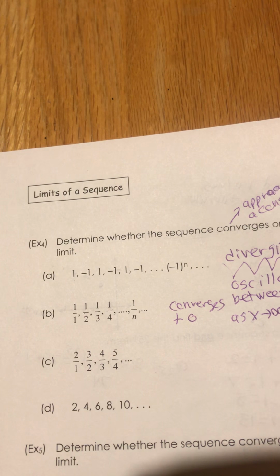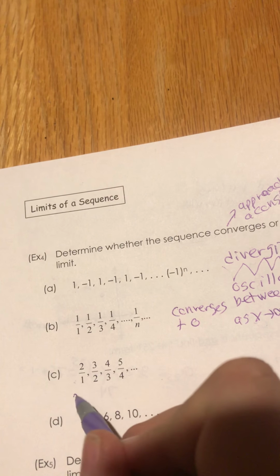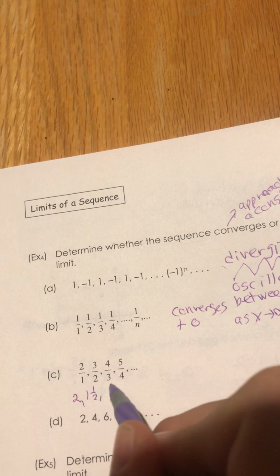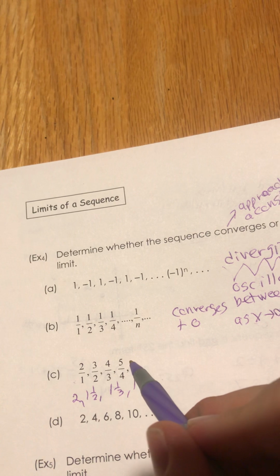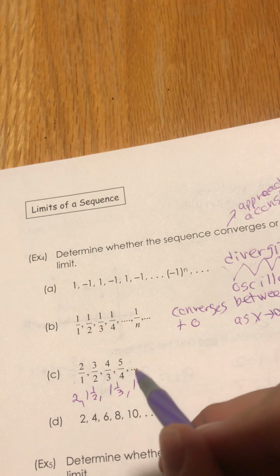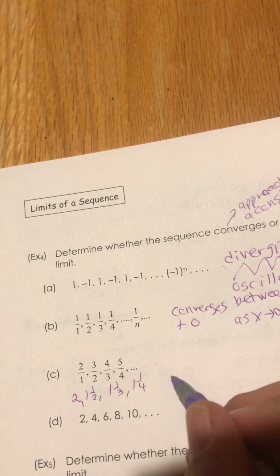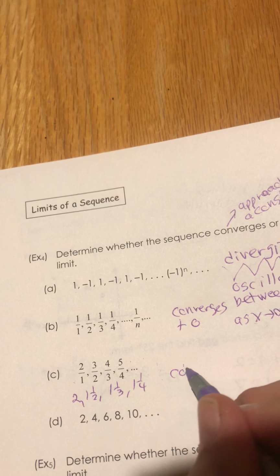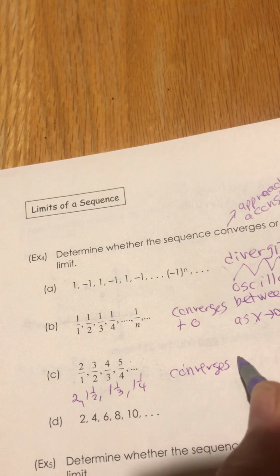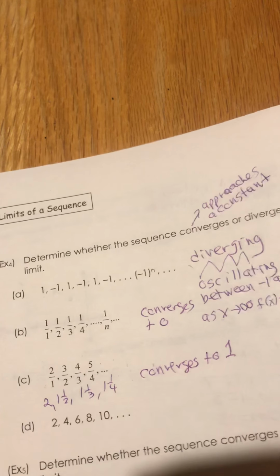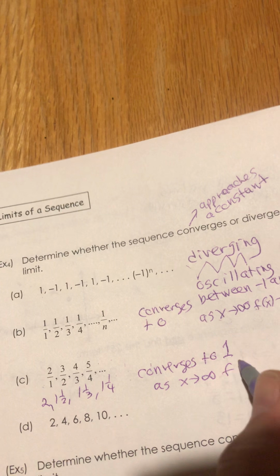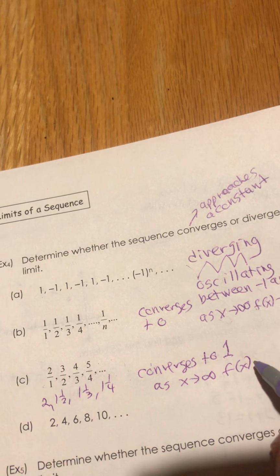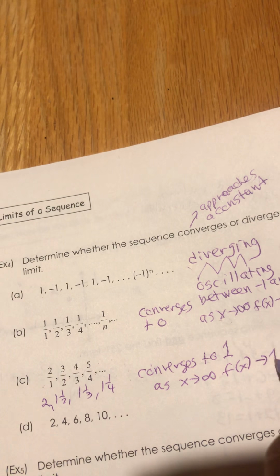Next one goes from 2 to 1 1/2 to 1 1/3 to 1 1/4. So you notice the top is going to go up by 1, the bottom goes up by 1. So this is going to converge and get closer and closer to 1. So as x approaches infinity, f of x, so as the term number approaches infinity, that's what that's saying, f of x is approaching 1.